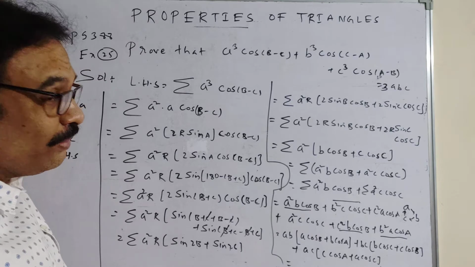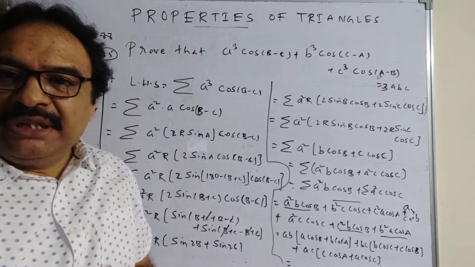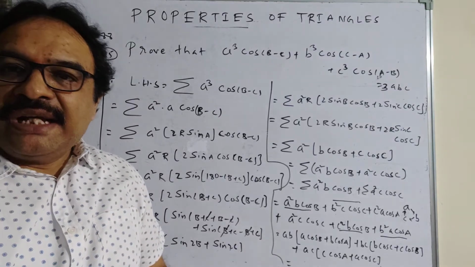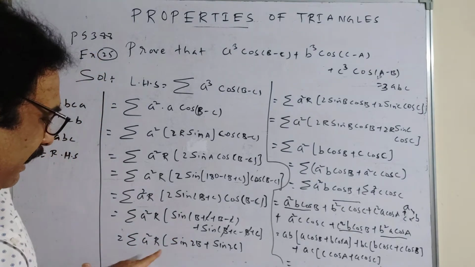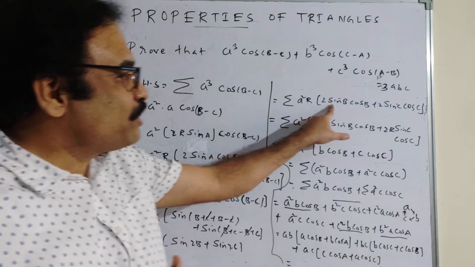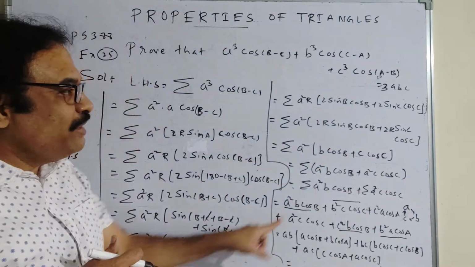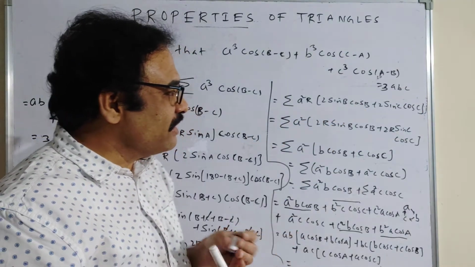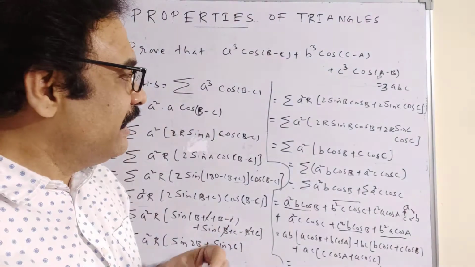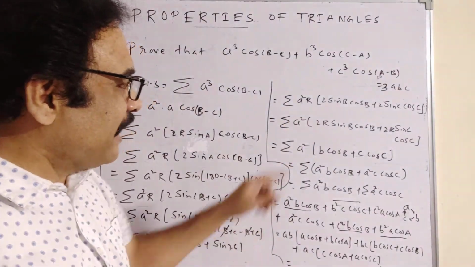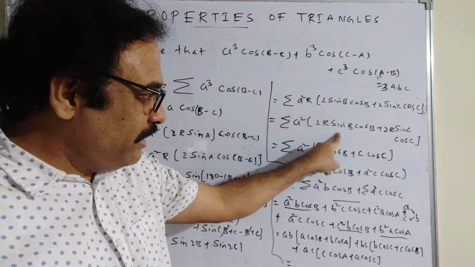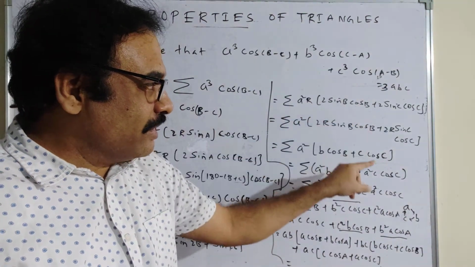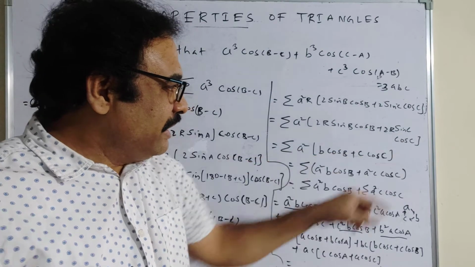But as we know, from multiple and submultiple angles, sine 2A formula is defined as 2 sine A cos A, and sine 2B can be written as 2 sine B cos B. Sine 2C can be written as 2 sine C cos C. Now I started taking R inside the problem and I started multiplying R here. This is nothing but 2R sine B and cos B, and 2R sine C and cos C.